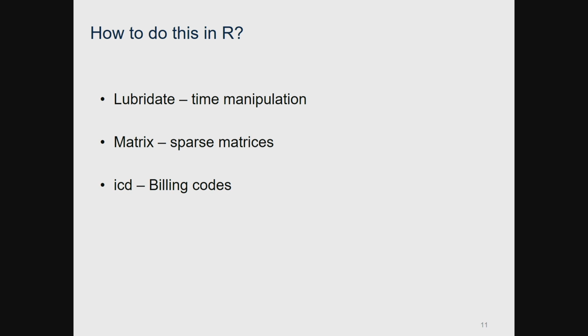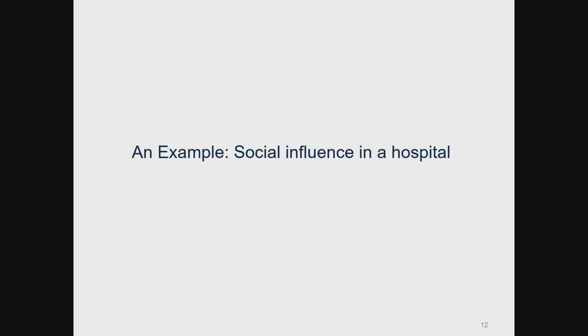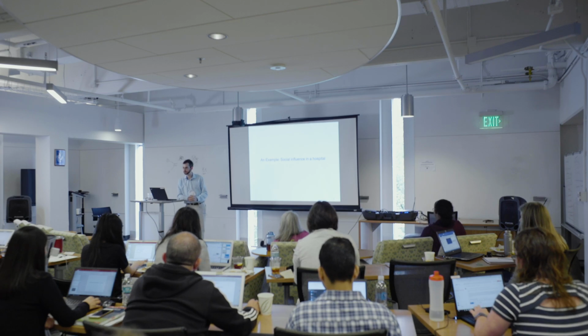Matrix, specifically with the capital M, is a package for sparse matrices, so it helps speed a lot of these things up. And then ICD is a package which includes all of the different ICD-10 codes and ICD-9 codes, the conversions between them, as well as their short and long names, so you can understand a lot of the information that's encoded within just the ICD. So that's an overview of the electronic medical records and hospital administrative data.